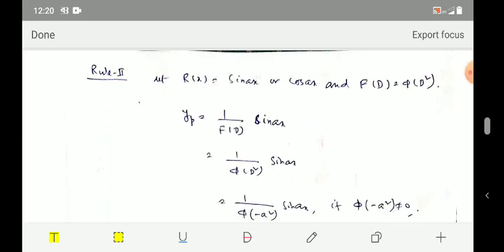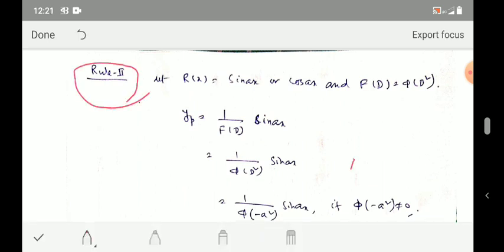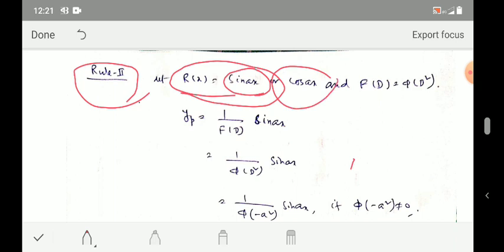Now I consider rule 2. Rule 2 means R(x) is a trigonometric function, that is sin x or cos x, any type of sin x or cos x. That is sin 2x, sin 3x, or cos 2x, cos 3x, cos 5x. For these types of functions, rule 2 is applicable.